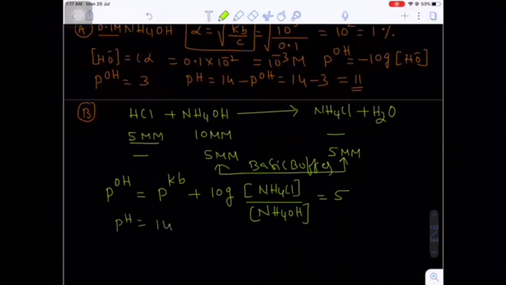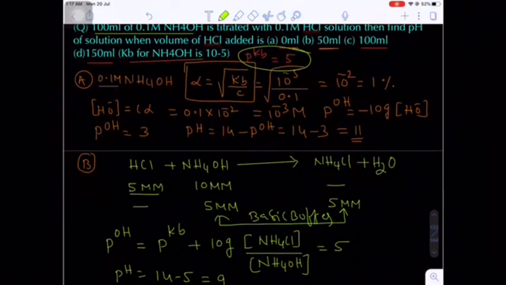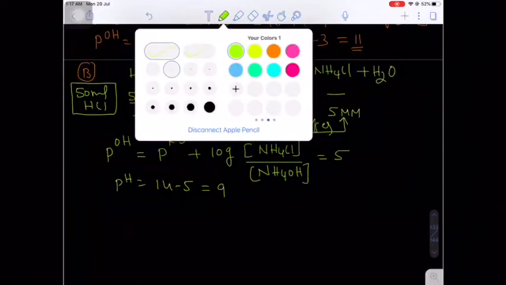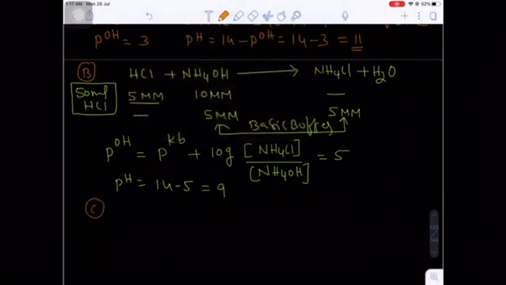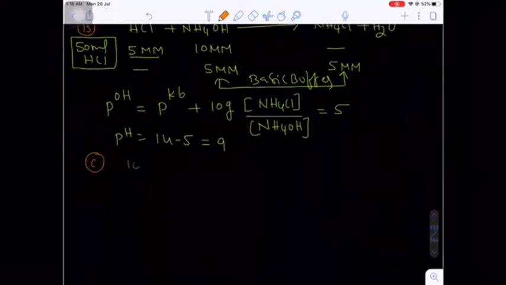So finally, the pKb value, here in the beginning I told you, is 5. So here the pOH value will be 5. But I have to find the pH, that is 14 minus pOH. So the answer will be pH value 9, when 50 ml of hydrochloric acid is added. How many ml of HCl is added? 50 ml of hydrochloric acid is added.